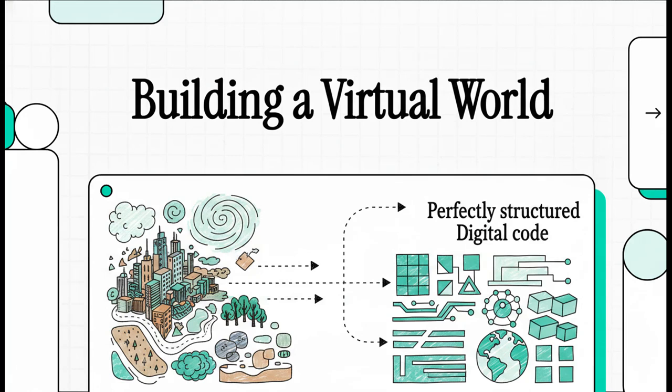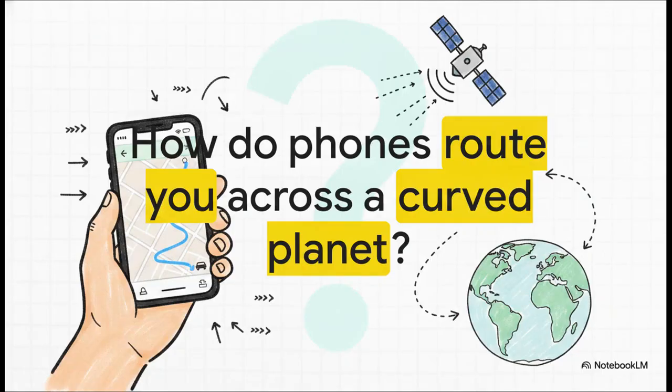Welcome to The Explainer. Today, we're going on a seriously fascinating journey. We are going to look at how we translate our chaotic, infinitely complex physical world into perfectly structured digital code. Basically, we're exploring the invisible architecture that literally runs everything around us, from global shipping logistics right down to your morning commute. Think about it for a second.